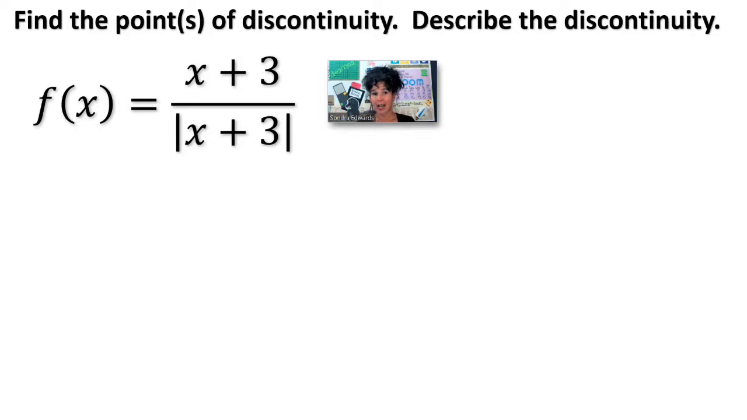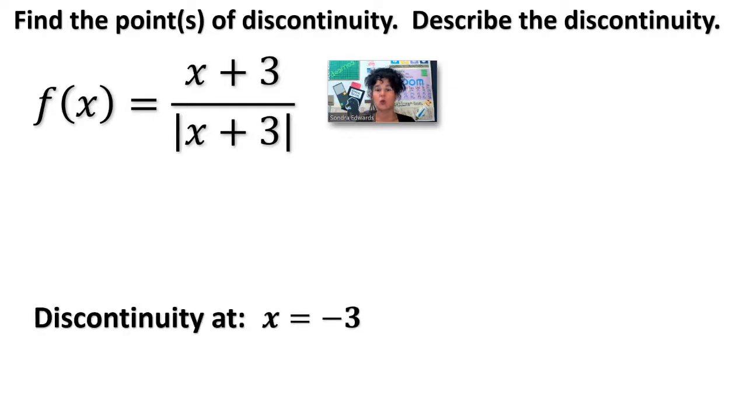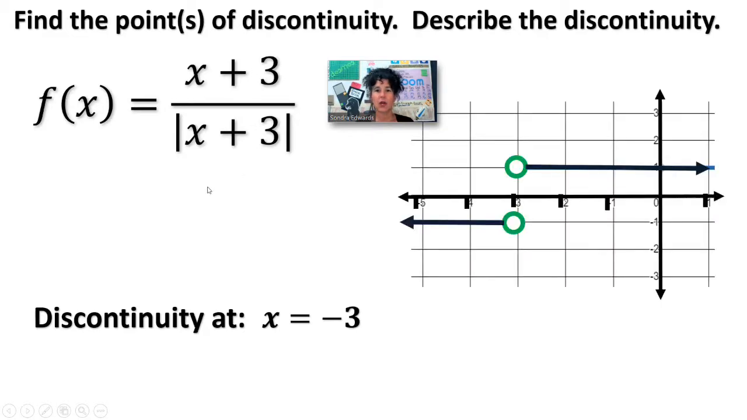But going back to any number that makes the denominator 0 is a discontinuity. So we know that at x equals -3 we have a discontinuity. The question now is, what kind of discontinuity do we have? It's a common mistake to say removable discontinuity and accidentally think that we can cancel there. But let's go ahead and look at the graph of f of x.